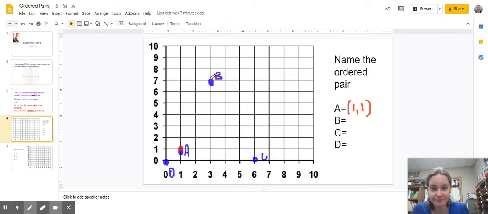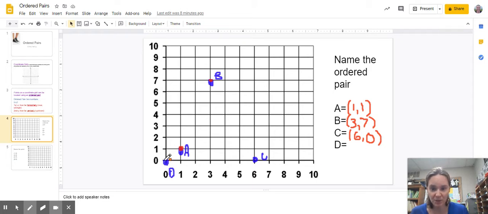Point B, right here, again, I'm going to start at 0, and I'm going to go over and then up. So I go over 1, 2, 3, and I go up 7. So my ordered pair, I'm going to write parentheses, 3, because I go over 3, 7, because I go up 7, parentheses. That easy. Point C, I go over 6, so parentheses, 6, comma, I don't go up at all, so I'm going to put 0, and then, of course, parentheses.